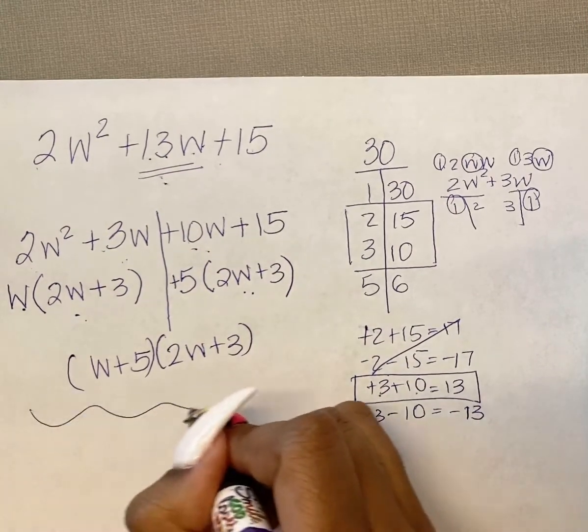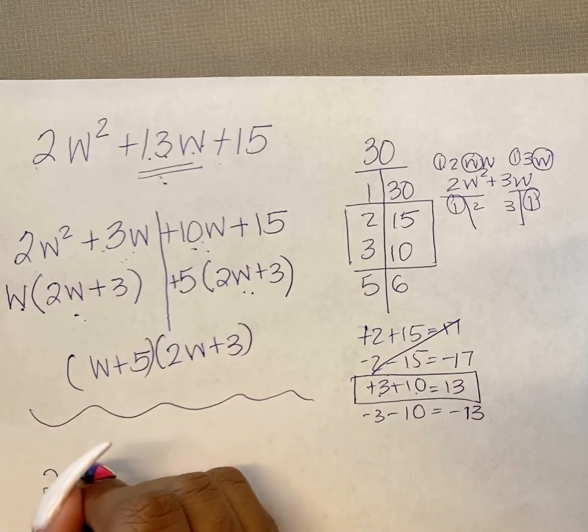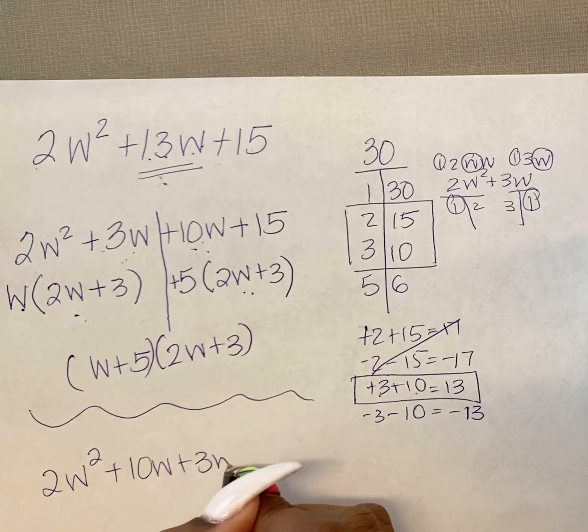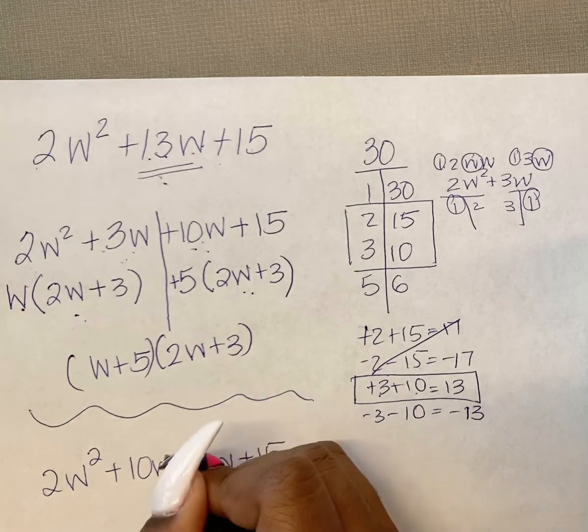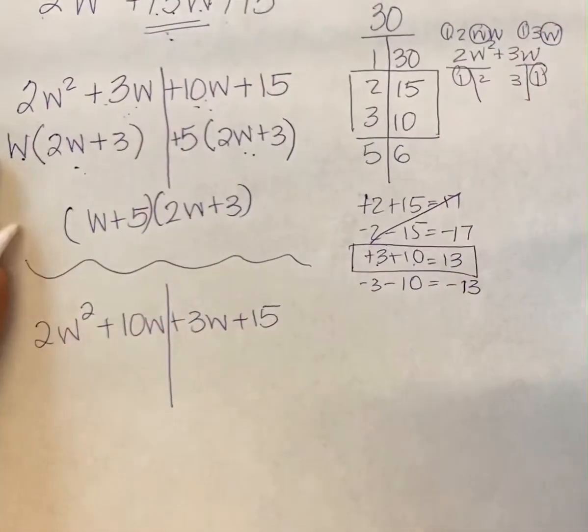Oftentimes I get the question, what happens if I switched these two? So what if I put the 10W first? I'm just going to walk through that part as well. The process is the same. You're still going to split. Let me just lift the paper up.